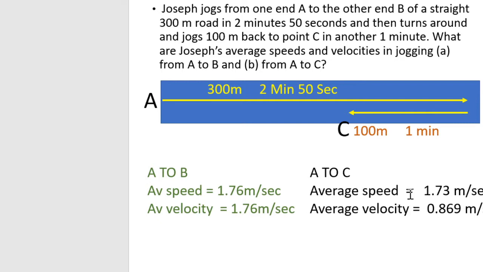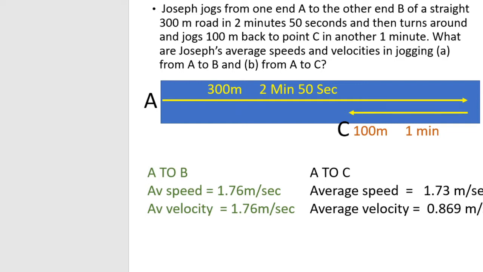Why are they different? Because he has changed his direction. Correct? But what happens when he travels on a straight path? He doesn't change his direction. Both average speed and average velocity are going to be the same. This is what we discussed in one of the questions.